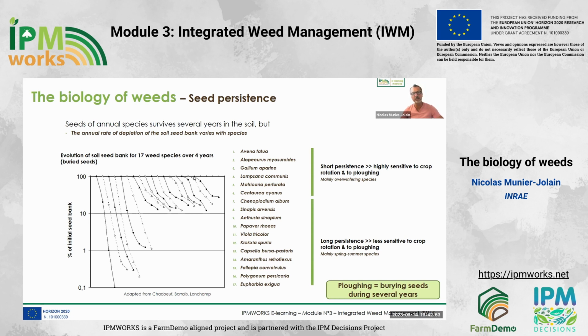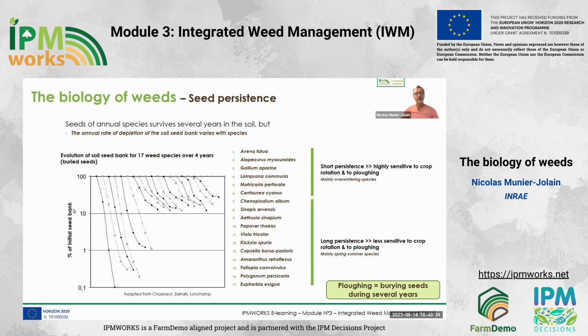We have 17 species here represented with the list on the right side, and you can see that we start at the beginning with 100% of living seeds in the soil. After 1 year, we have a decrease in the amount of viable seeds in the soil seed bank, and less again 2 years after, and after 3 years of burying in the soil, again a lower proportion of viable seeds.